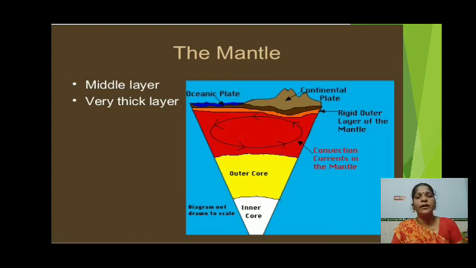So our earth is divided into 3 important layers: crust, mantle and core. The crust is divided into oceanic crust and continental crust. The mantle is made up of hard rocks and more minerals are found in this layer. The inner part of the earth is made up of the core, about 2500 kilometers.